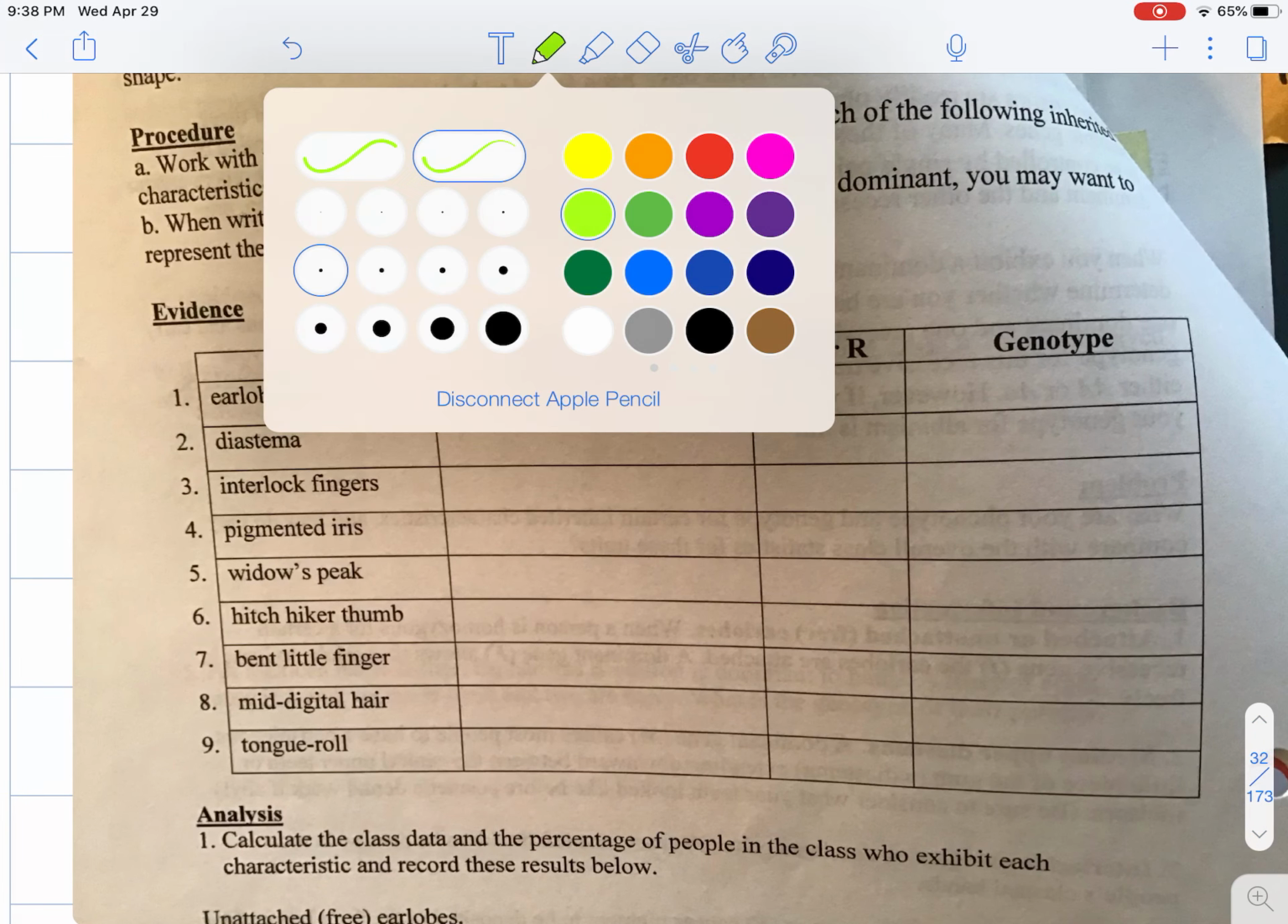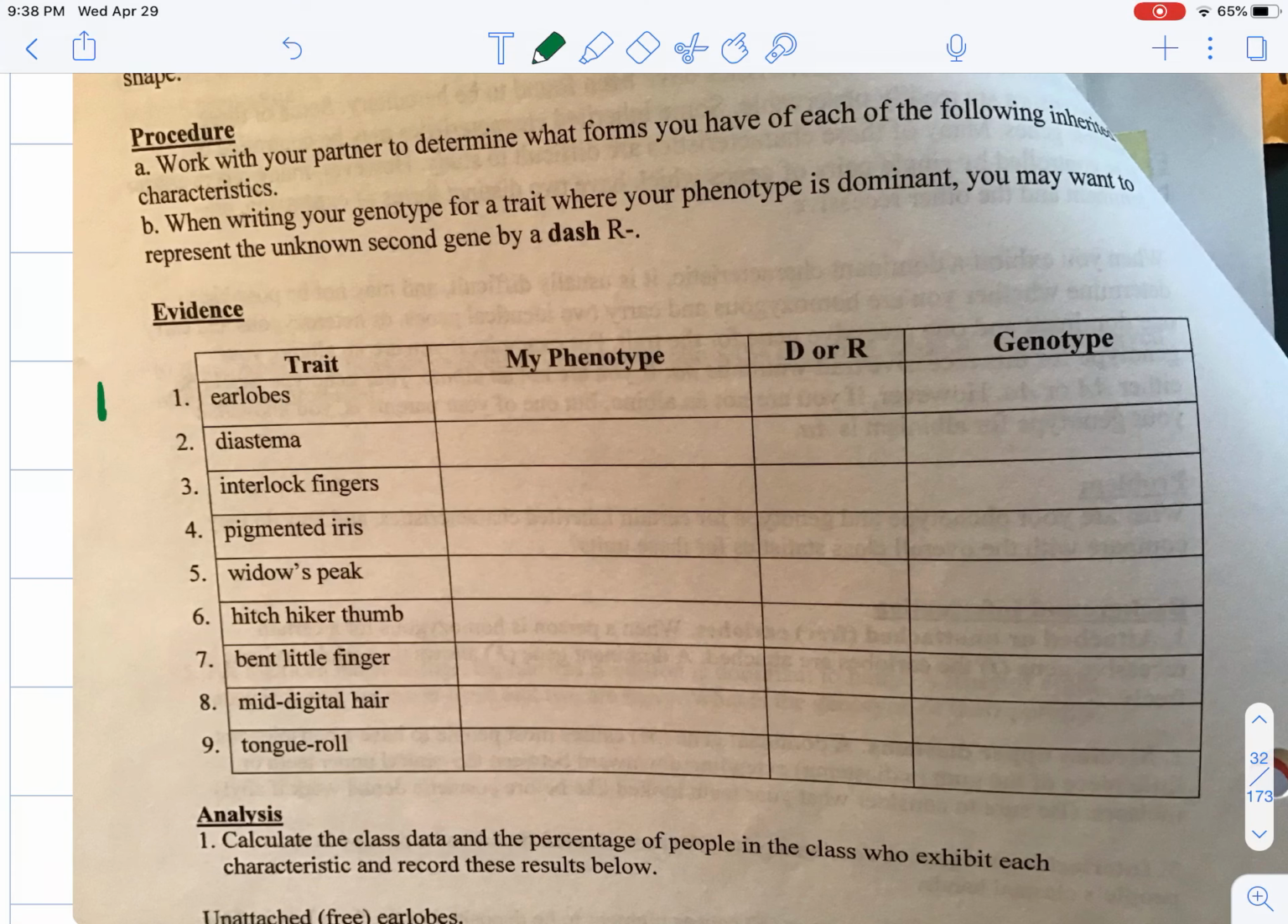You guys can check those out. Your chart on that looks like this, and you can check out the dominant and recessive traits that they tell you. There are symbols that they're using for earlobes. For diastema, they used M's. For the interlocking fingers, which is which way the thumb lands, they used T's. And so you guys can fill these out.